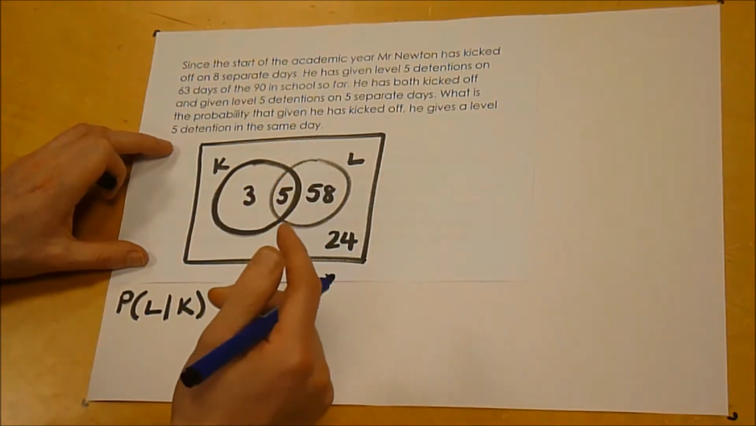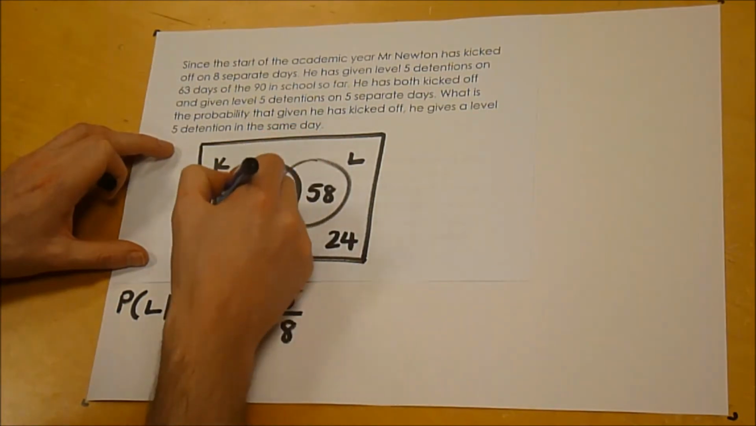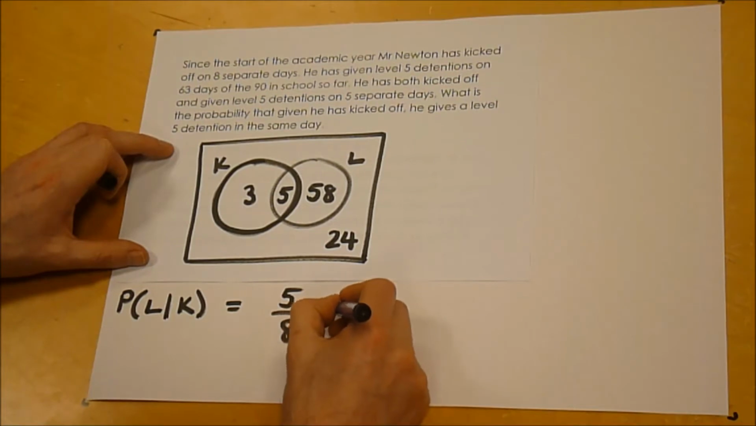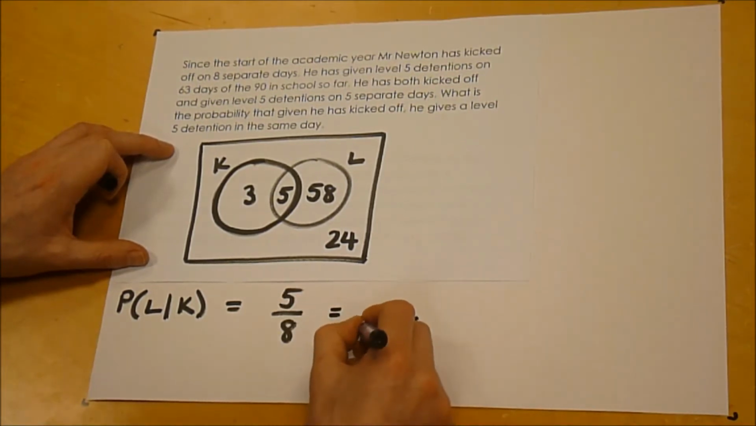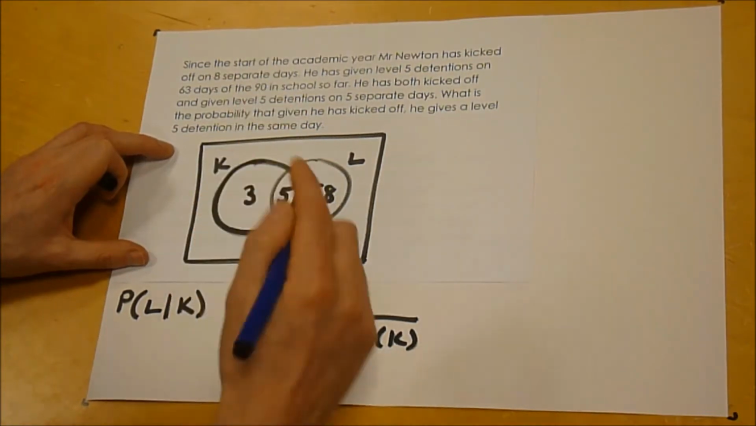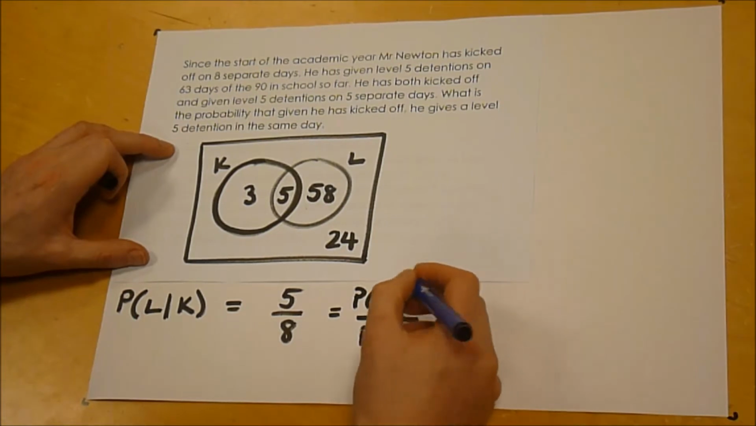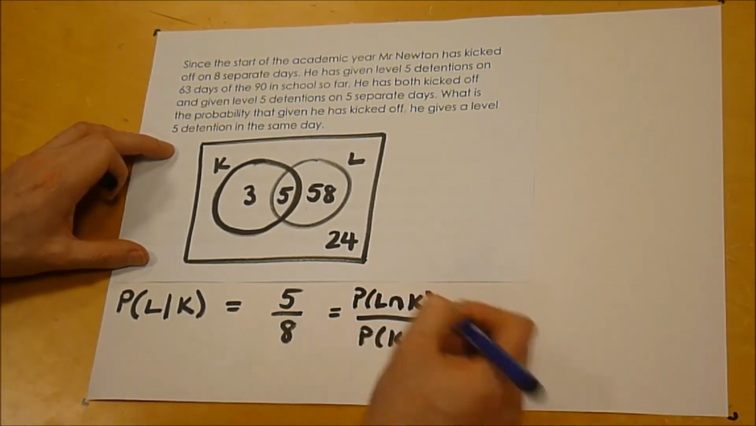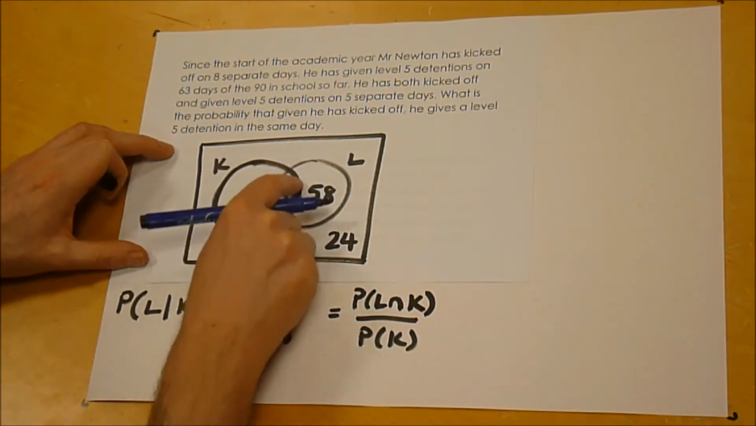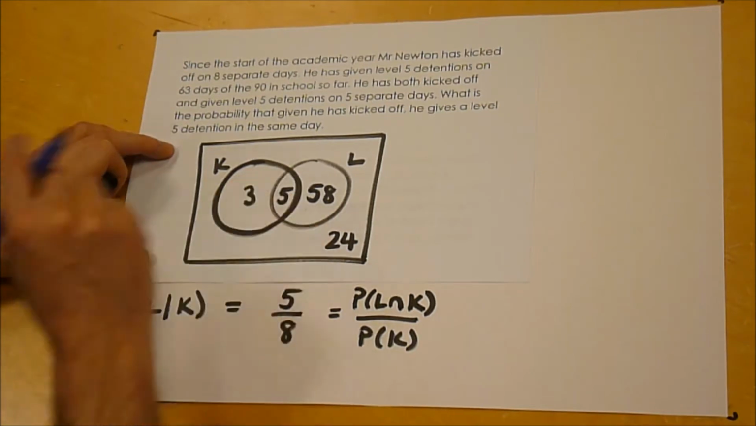Now what did we do to work this out? Well, we restricted to looking at this circle. That's the probability of K, or out of the probability of K. And we wanted that he'd done both. So that's the probability of giving a level 5 detention and kicking off. So we're restricting our probabilities to looking out of that, and we just want this bit.